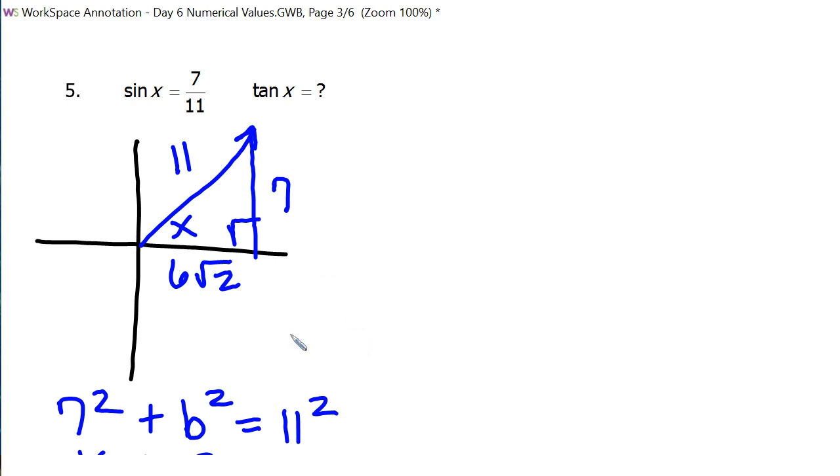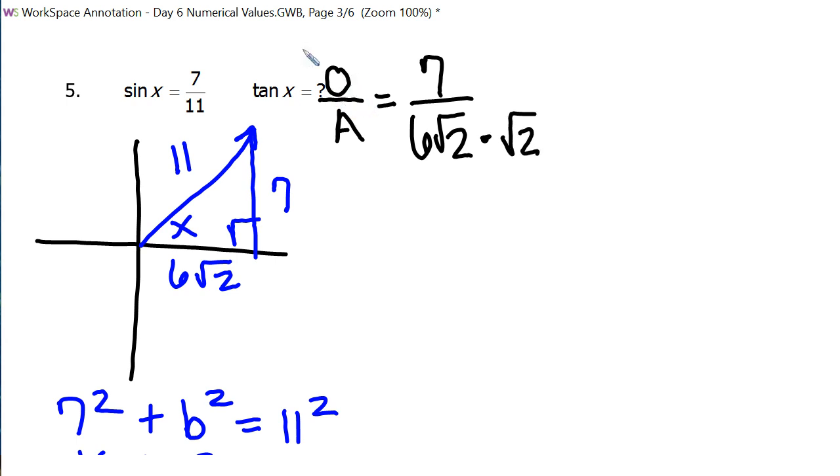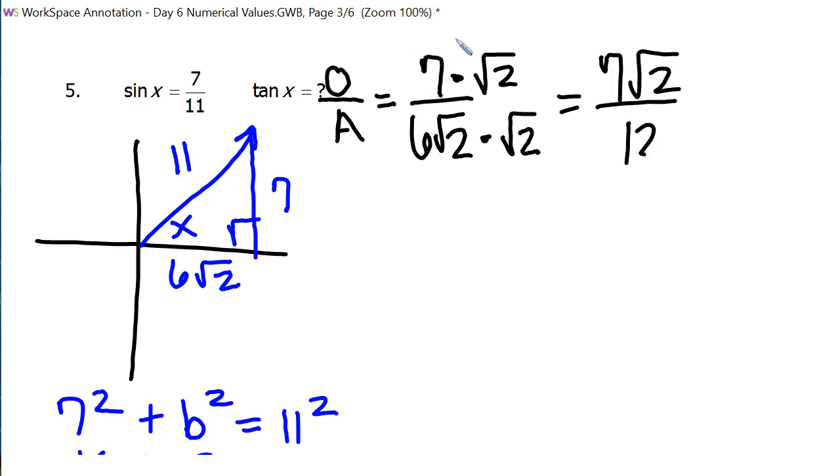And they asked us for tangent, and how do you find tangent? Opposite over adjacent. So the opposite side is 7. Adjacent side is 6 square root of 2. This does need to be rationalized because this is not multiplying by a conjugate. And this would be 7 square root of 2 over 12.